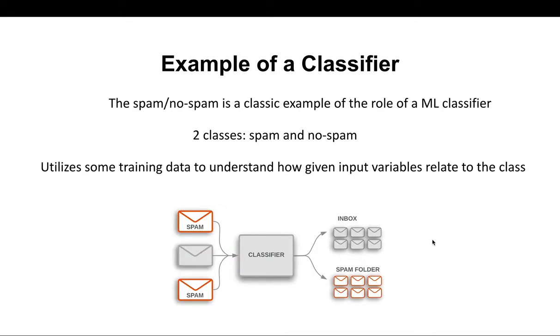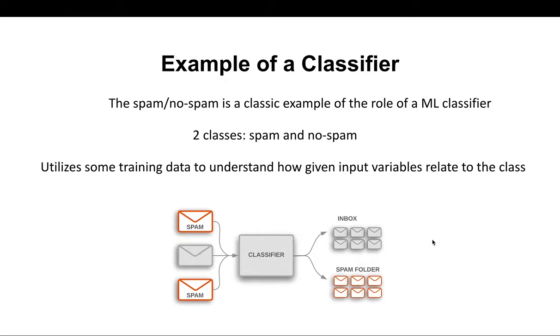Let's talk about an example of a classifier. The spam-no-spam paradigm is a classic example of the role of a machine learning classifier. This classic machine learning problem is where a machine learning classifier must be made to distinguish between emails that are spam and not spam. Spam emails are emails that are useless, typically advertising or junk email. Not spam emails are emails that are useful and must go in your inbox folder.